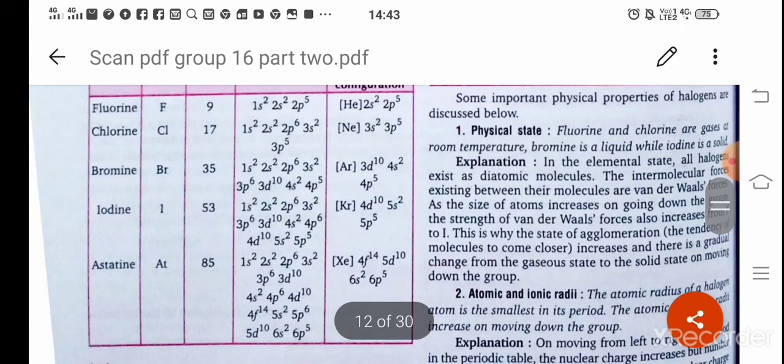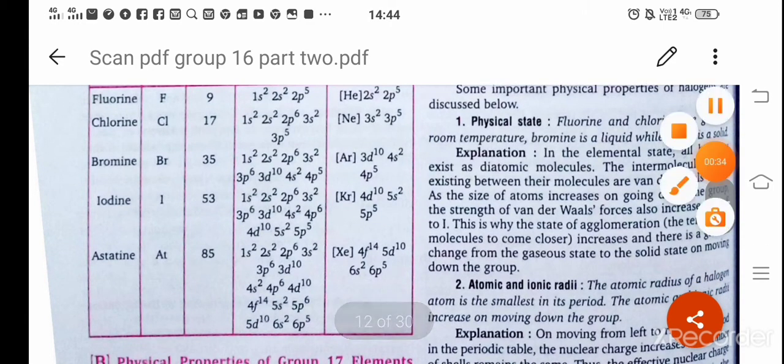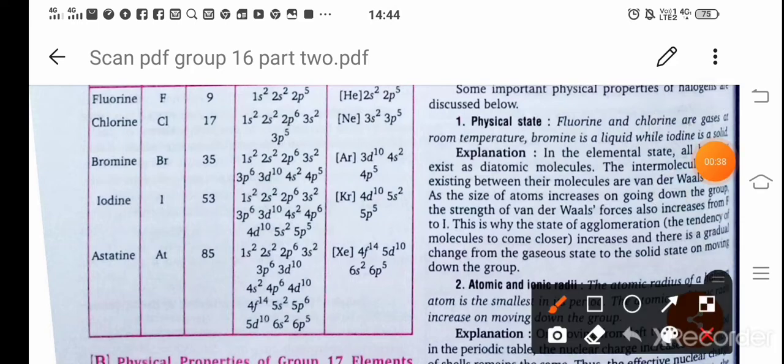Now coming to the physical state, fluorine and chlorine are gaseous at room temperature, while bromine is liquid and iodine is solid. As we move down the group, the molecular spaces decrease due to the increase in size, and this is the reason the van der Waals force of attraction also increases. That is why iodine occurs in the solid state, though it is a non-metal.